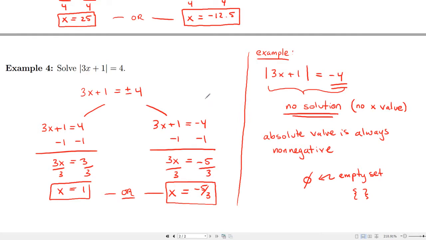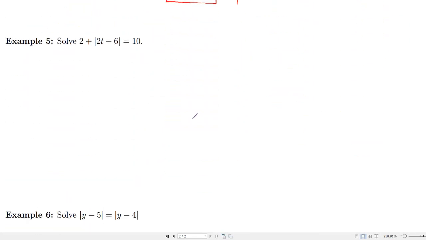Okay, so let's continue and solve some other ones. All right, so here's an interesting example. Let's say that you had 2 plus absolute value of 2t minus 6 is equal to 10. Now, you see, before you drop these absolute values, you really want to have that expression isolated on one side so we can drop them and have the plus or minus to the other side. So let's do that first. We're going to isolate the term with the absolute value. So we're going to bring the minus 2 over.